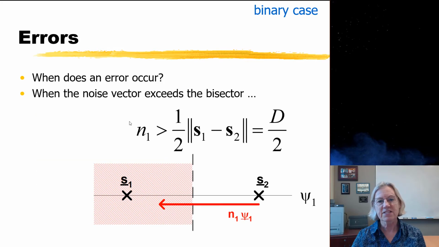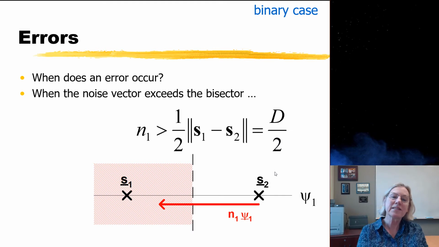So we can say that this noise element, this projection along that line, is greater than 1/2 of the separation of the two symbols. So that would be the dividing line. If the projection of the noise along this line that connects S1 and S2 is larger than half the minimal distance, half the separation between the two, then I'm going to have an error.